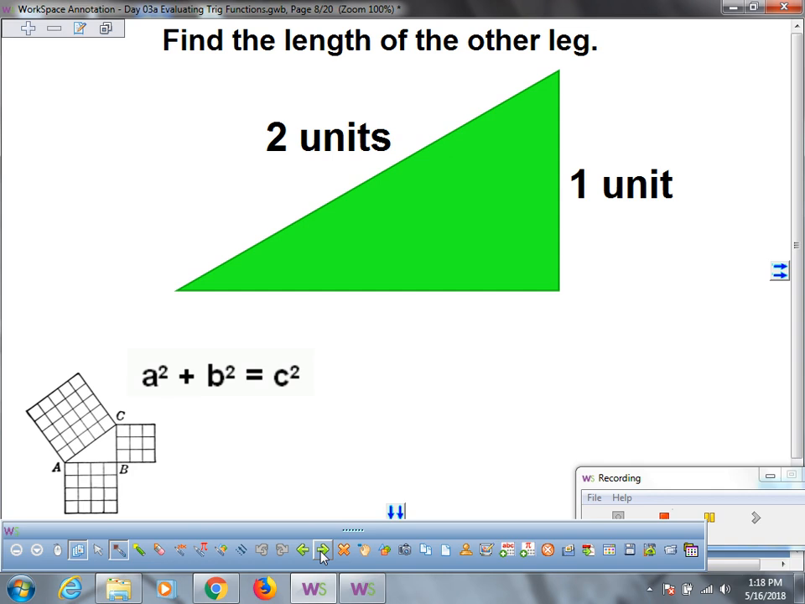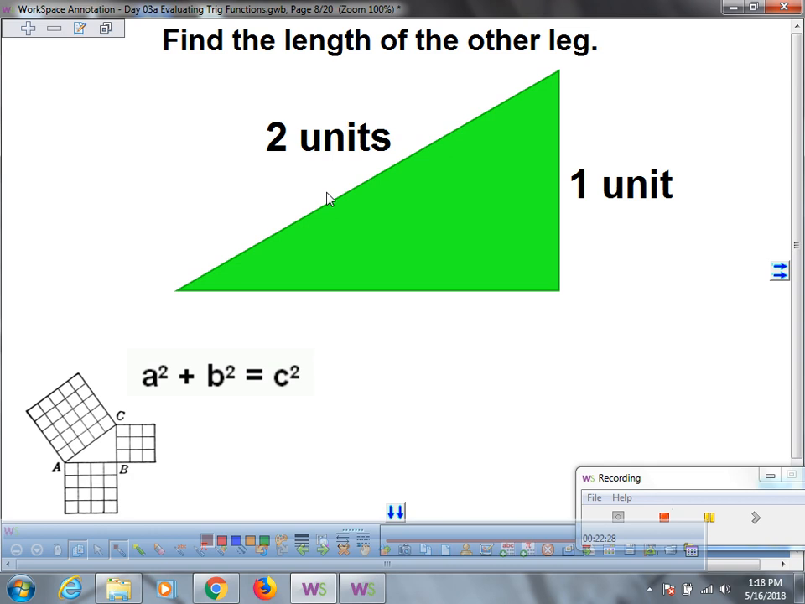Okay, so why can't it be 3 units? It can't be bigger, right? This side can't be bigger than this side. You think it's 1.5? Okay, I'm going to use a squared plus b squared equals c squared.